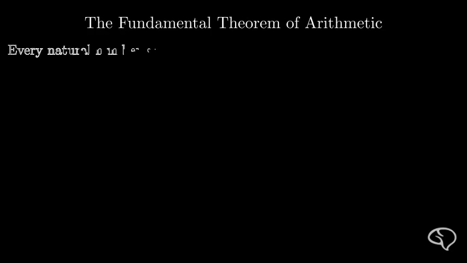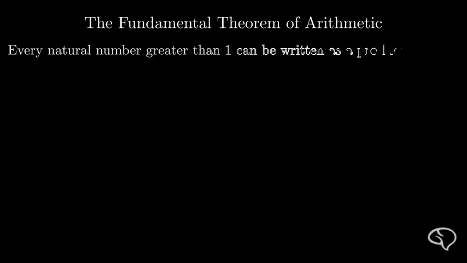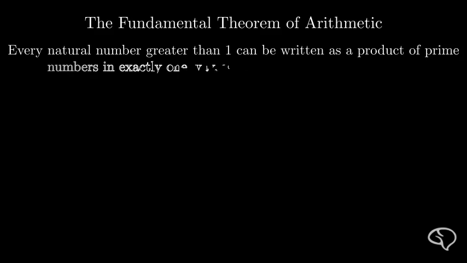The theorem states that every natural number greater than 1 can be written as a product of prime numbers in exactly one way, ignoring the order of the factors. Let's break that down. It means that any number, like 12, can be broken down into a unique set of prime numbers multiplied together. For 12, that's 2 times 2 times 3. No matter how you start, you'll always end up with the same prime factors.